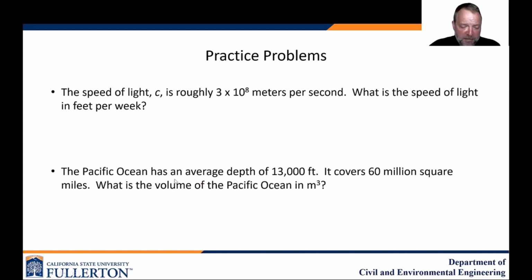A couple practice problems for you. Speed of light is roughly 3 times 10 to the 8th meters per second. What would that be in feet per week? How far can light travel in a week in terms of feet? The Pacific Ocean has an average depth of 13,000 feet. It covers 60 million square miles. What is the volume of the Pacific Ocean in cubic meters?